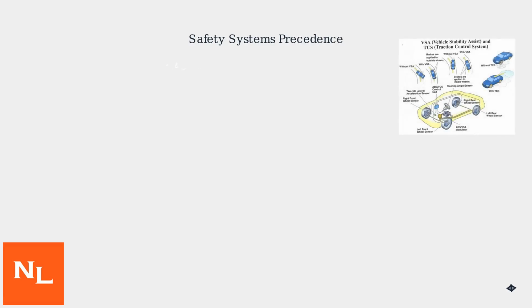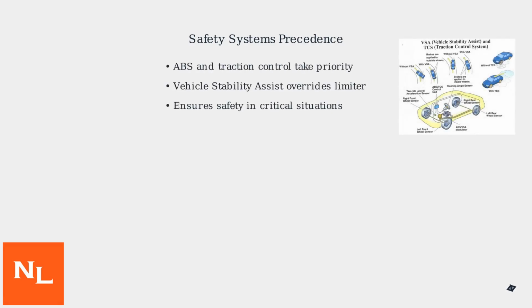Safety systems always take precedence over the speed limiter. Features like ABS brakes, traction control, and vehicle stability assist will override the limiter to ensure vehicle safety in critical situations.